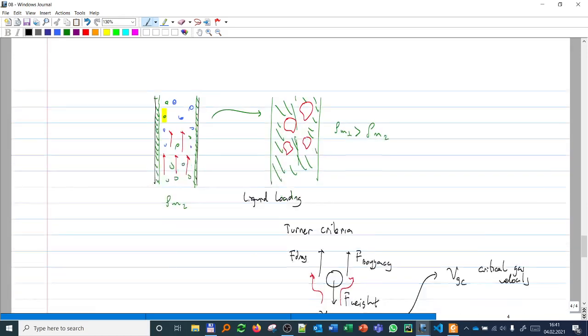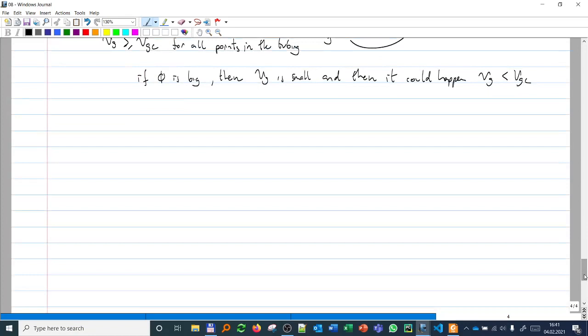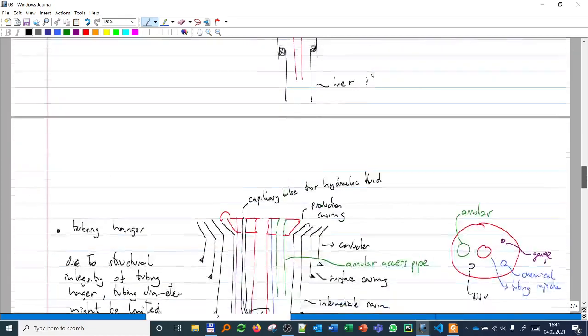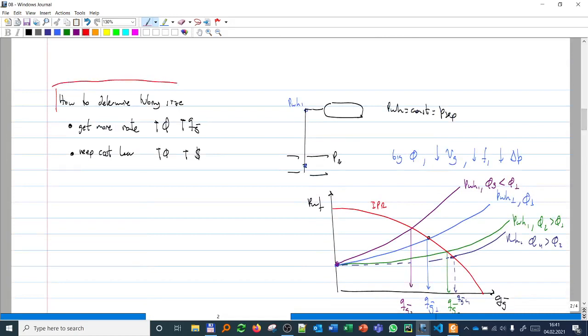So it doesn't simply mean that I can make the tubing as big as I can, because if the diameter is big, then Vg is small, and then it could happen that Vg falls below the critical gas velocity. So I have to make sure that for the whole life of the field, my gas velocity is higher than the critical gas velocity. Okay, so that's, I think, all the considerations I had to make for how you decide the size of the tubing. Okay, so this was this discussion.